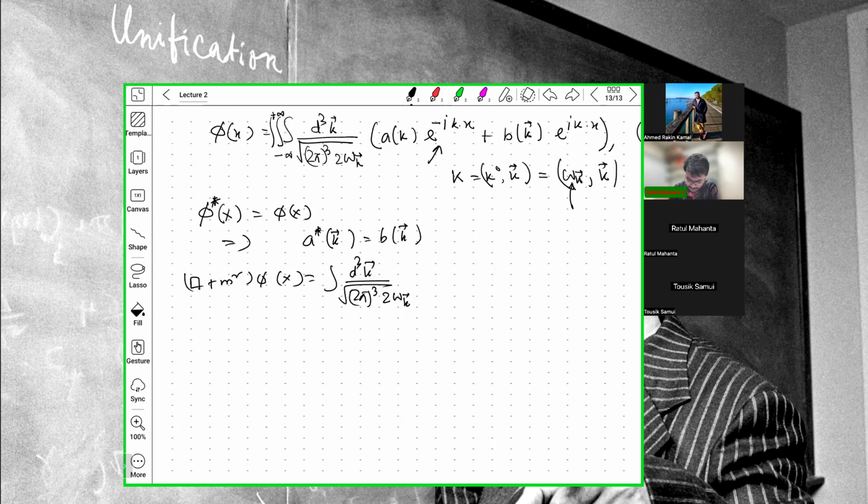there. But anyway, if the box acts on this exponential, plus minus k dot x, it is nothing but i k square e to the power plus minus i k dot x. It's nothing but minus k square times e to the plus minus i k x. Okay, so this you will get.